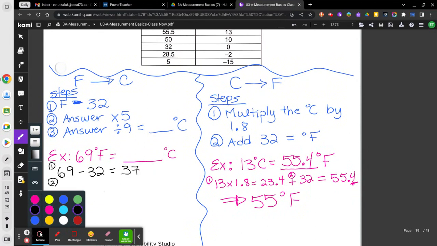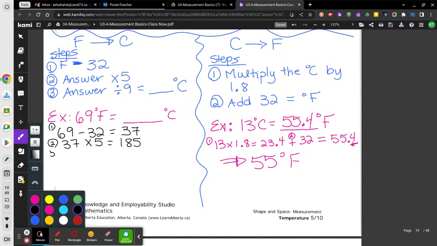Step 2 says take that answer, 37, and now I times 5. I'm going to get 185. I take that answer, 185, and I divide by 9. And you will get a decimal. 20.5 repeating.